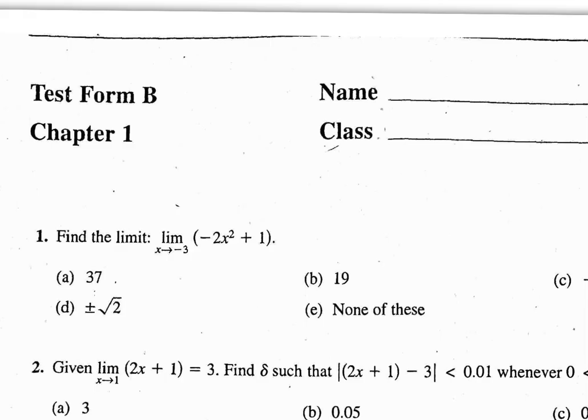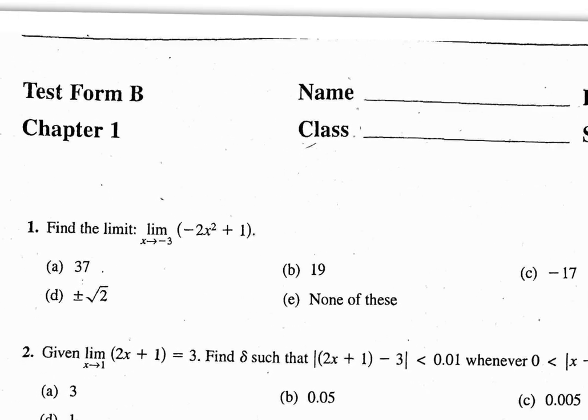Number 1 says find the limit as x approaches negative 3 of negative 2x squared plus 1. What do I do with that negative 3? Plug it in. Does it cause a problem? No. It does not cause a problem. So plug it in. You should get negative 17, which is your C right there.